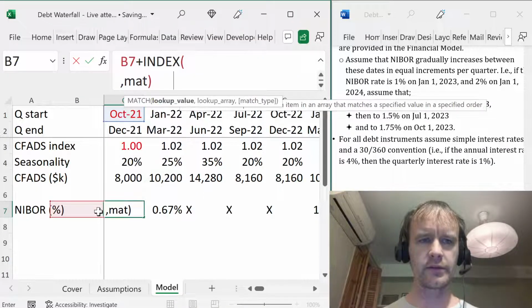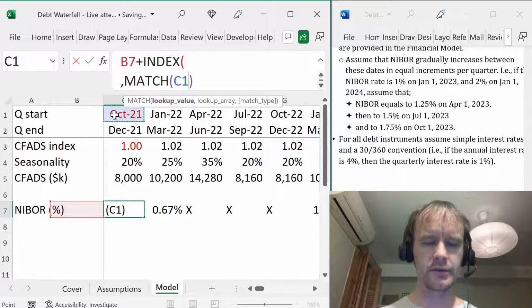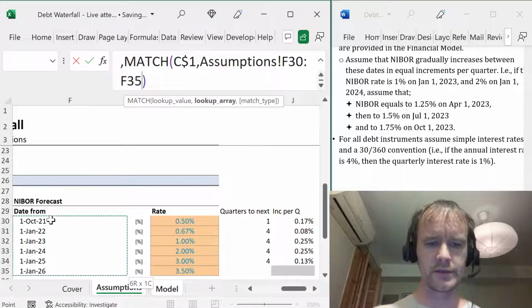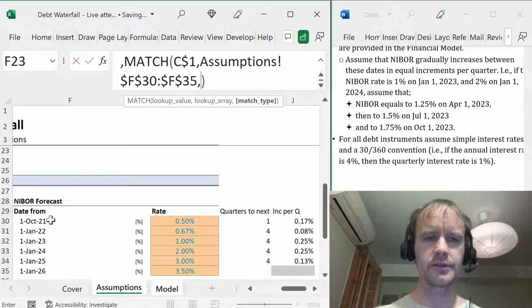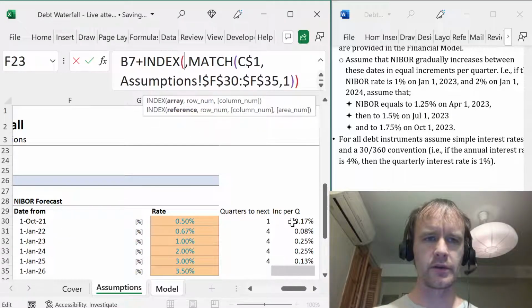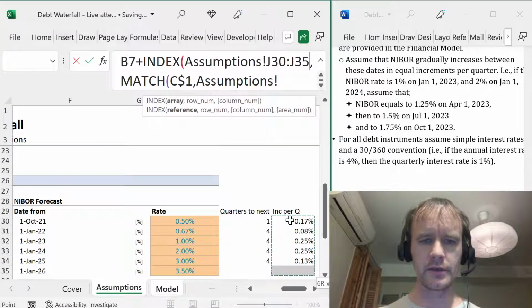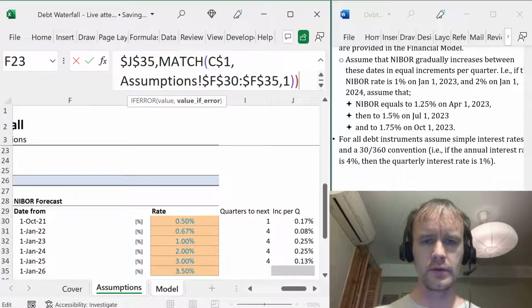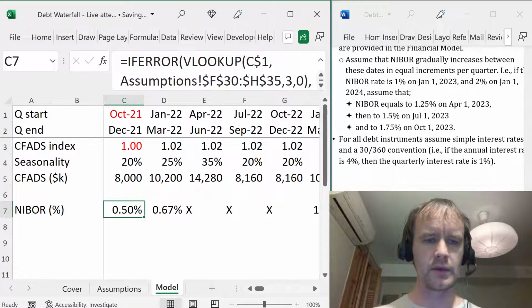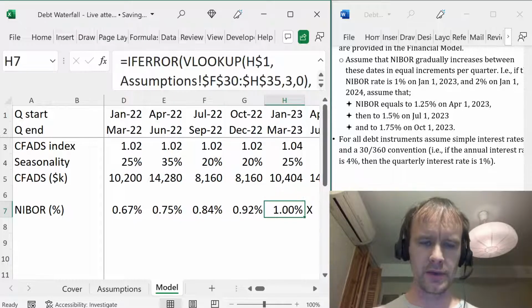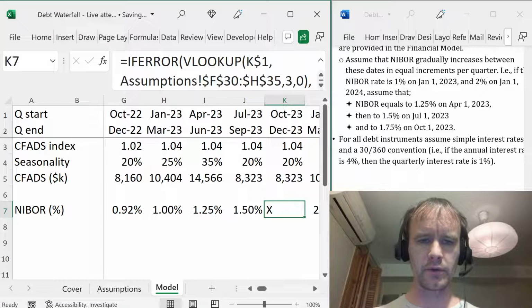So we're going to say index, we're going to match the quarter start date against the list of quarter start dates, but that's not going to be an exact match. So it's going to be comma 1, or just leave the second argument blank. And then what are we indexing on? We are indexing on this increment per quarter. And then I think I'm missing one closing bracket. So now let's see if that's working. If it is, we should go up by 0.08% here. Seems to be working. And then it smooths into 1. And then we go up by 0.25% a quarter.